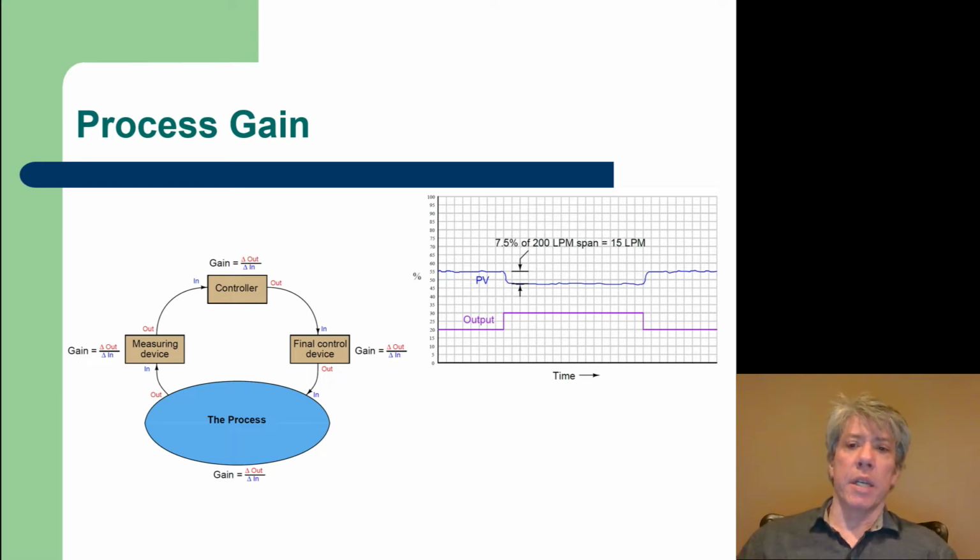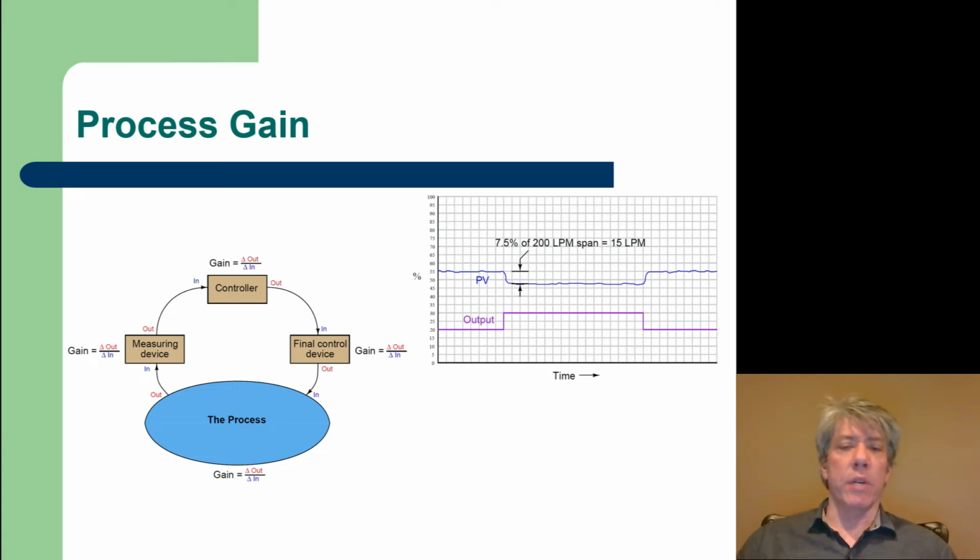Now let's just pretend that the flow went from roughly 55% to 50%, or well, it looks more like 47.5%. So the flow decreased by 7.5% of its range. Now 7.5% of 200 liters per minute means that it dropped by 15 liters per minute. Notice I didn't specify the particular flow rate at the beginning or end, just the change in it.